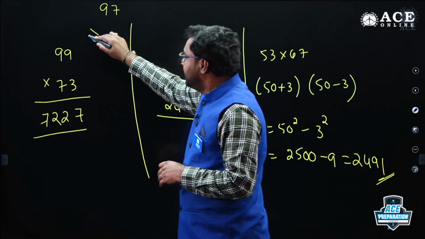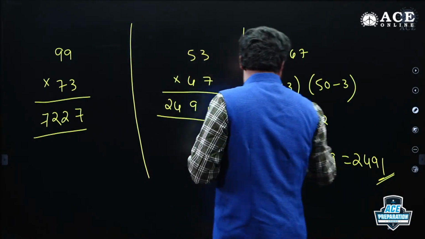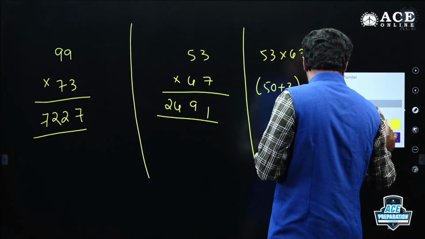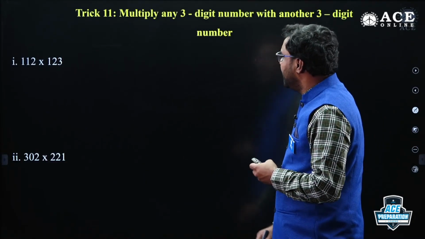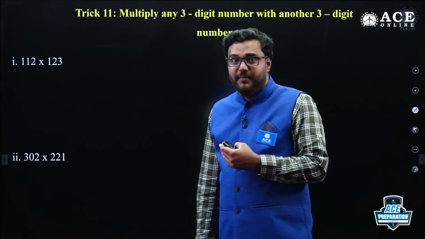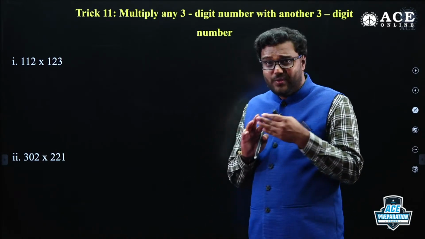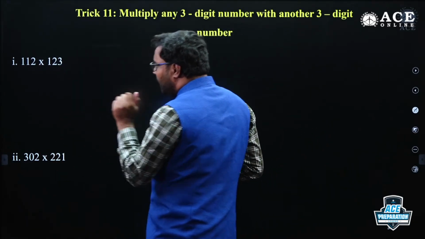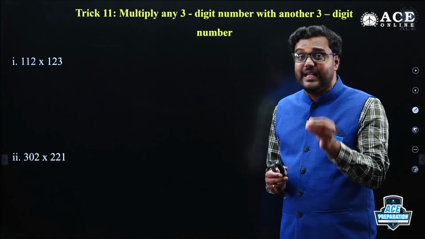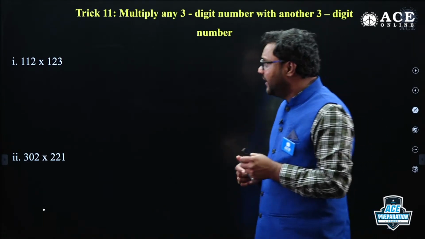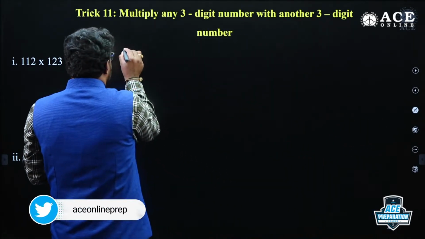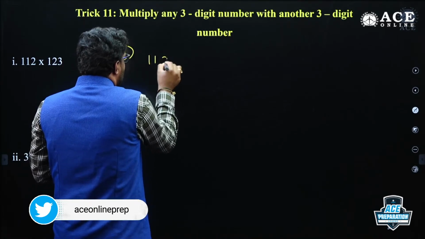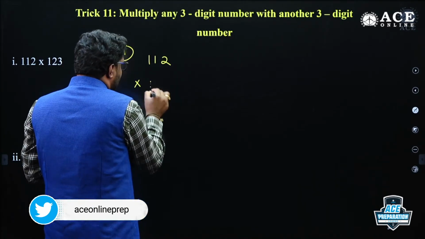Next one, any 3-digit number with any other 3-digit number, how to do? So the next one, my dear friends, okay. 3-digit number multiplying with any other 3-digit number. So first, to understand the methodology, take small numbers and work on this. Then we can go for bigger numbers also. Understand the procedure first, my dear friends. Right. So here, 112 into 123 you have to do, right?